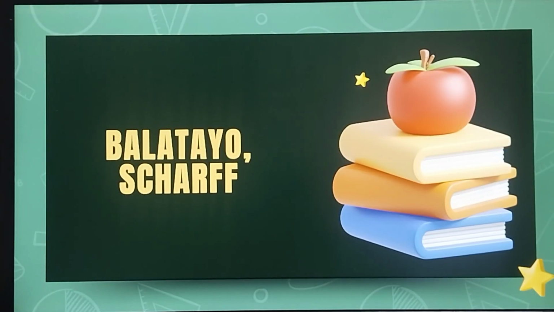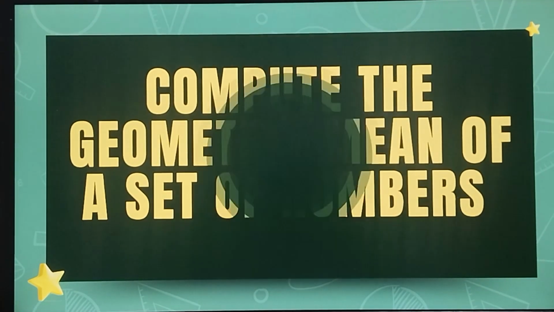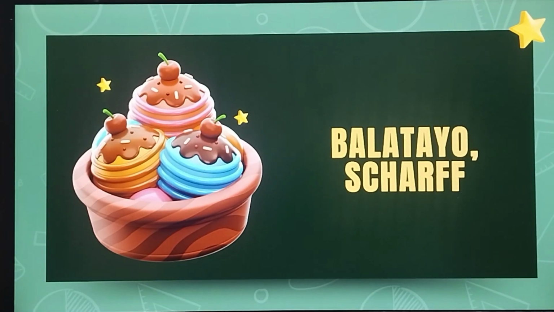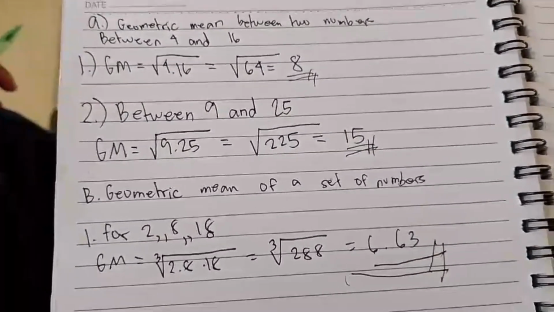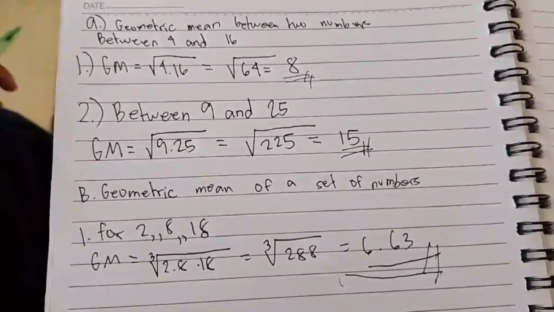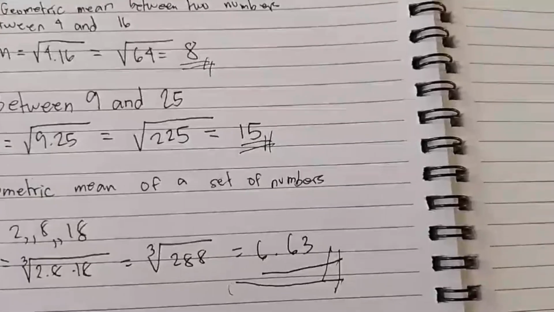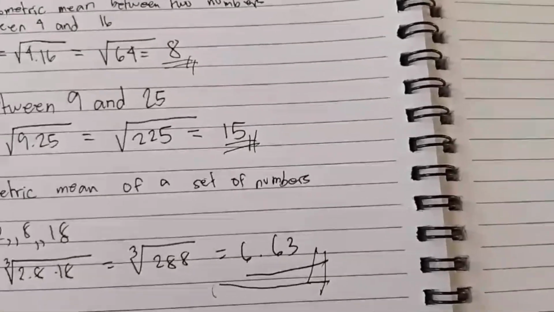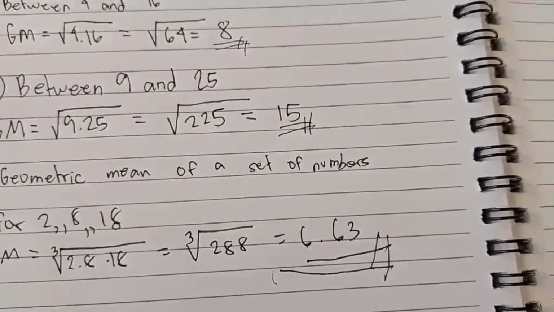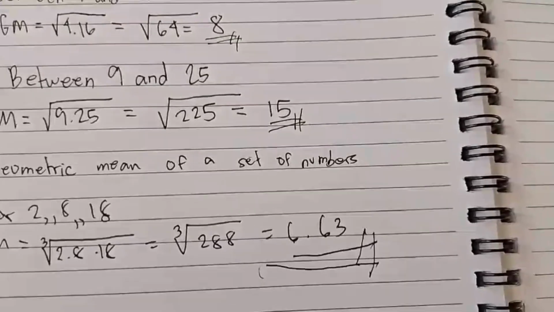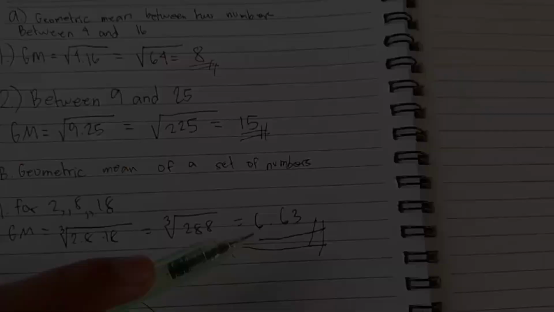So our fourth objective is to compute the geometric mean of a set of numbers, which will also be reported by Balatayo Scharff. So let's proceed to the geometric mean of a set of numbers. I have an example. Number 1: 4, 2, 8, and 18. GM equals the cube root of 2 times 8 times 18, equals the cube root of 288, equals 6.63. 2 times 8 times 18 equals 288, so all we're going to do is find the cube root of 288, which equals 6.63, and that's all. Thank you.